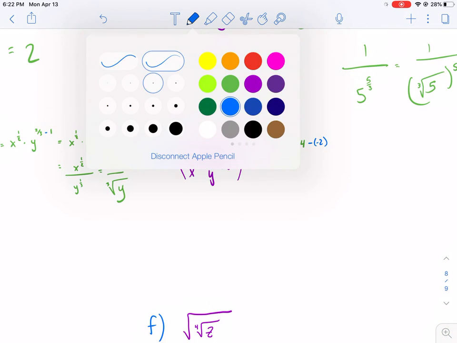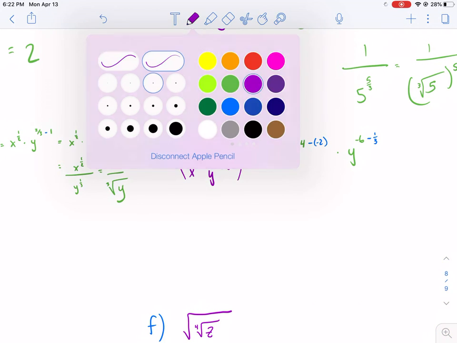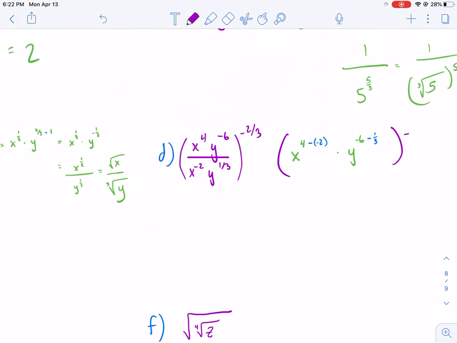Okay, because they're like bases. And then I have times y to the negative 6, and then I'm subtracting a 1/3. Don't forget that eventually we're going to have to raise this all to the negative 2/3 power. Okay. So now the first thing I'm going to do is simplify this x. So 4 minus a negative 2 is x to the 6. And then I have y to the negative 6 minus 1/3.